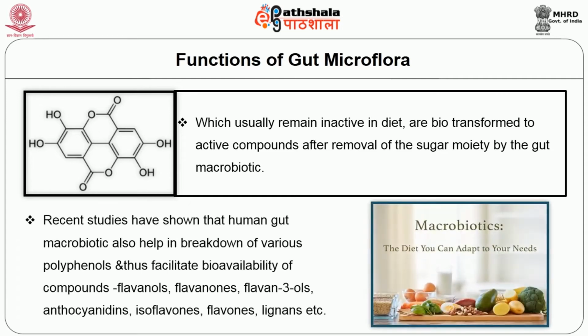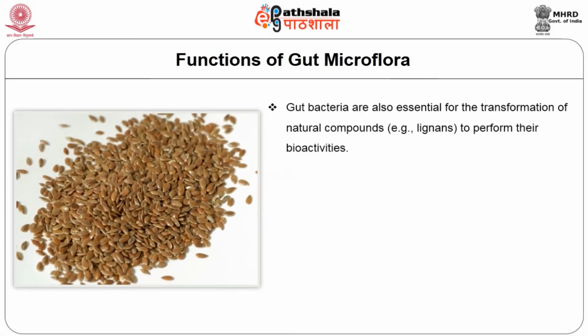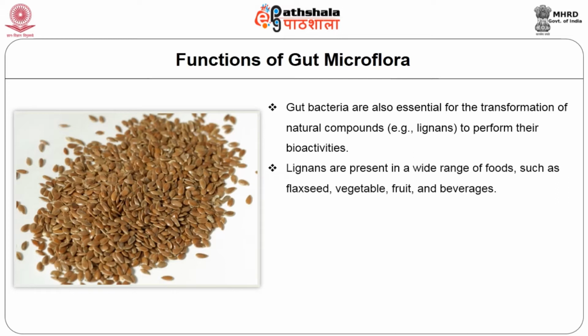Recent studies have shown that human gut microbiota also help in the breakdown of various polyphenols and thus facilitate bioavailability of compounds like flavonols, flavanones, flavanols, anthocyanidins, isoflavones, flavones, lignans. Like such compounds, the bioavailability will be increased because of these bacteria. Gut bacteria are also essential for the transformation of natural compounds to perform their bioactivities.